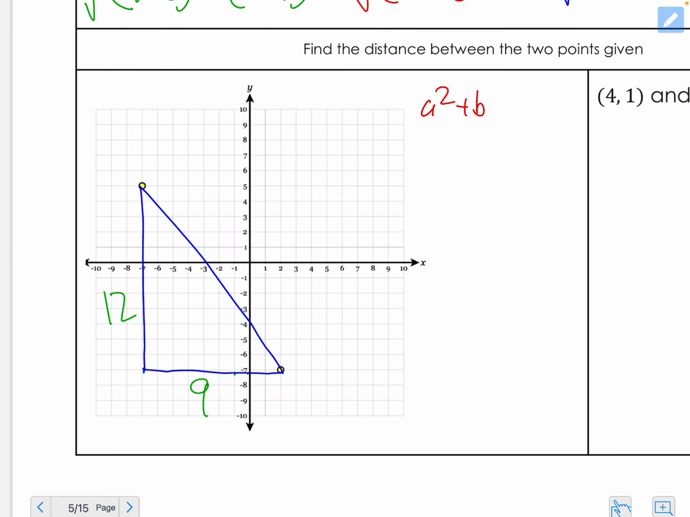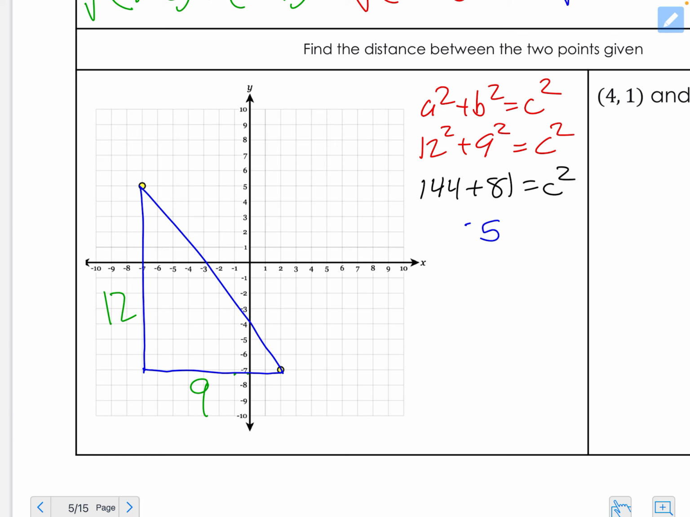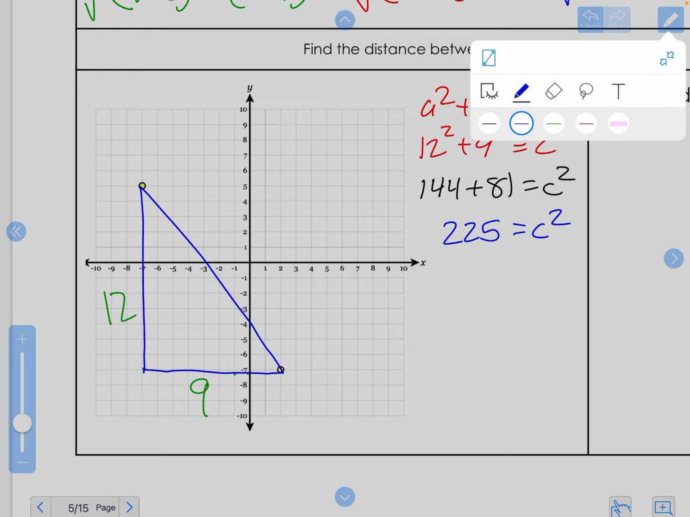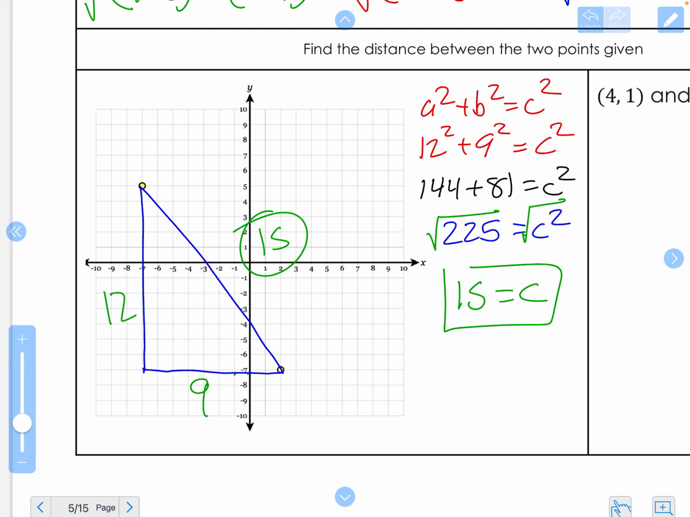We have a squared plus b squared equals c squared. So my a is 12, my b is 9, and I'm looking for c squared. So 12 squared gets me 144, 9 squared is 81, and then we have c squared. When we add it together, we get 225 is c squared. And the way that we get rid of a square is we take the square root. So the square root of 225 is 15. So this side right here is 15.